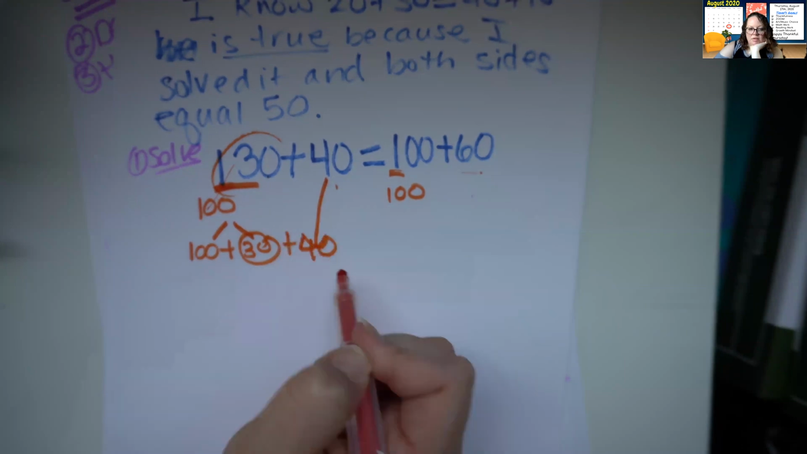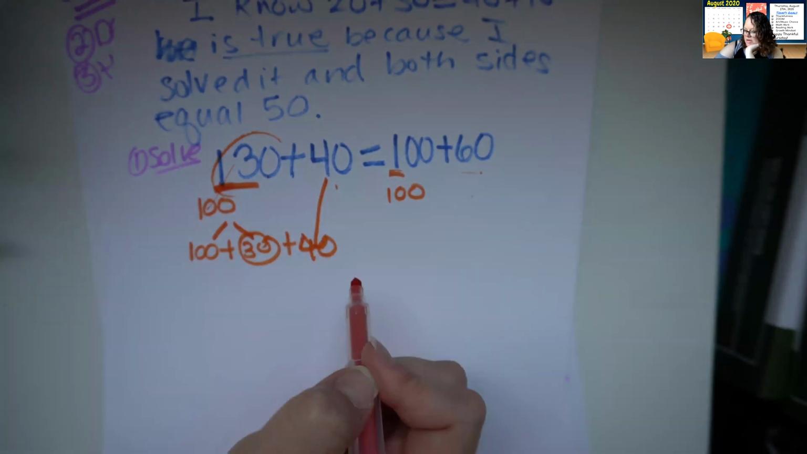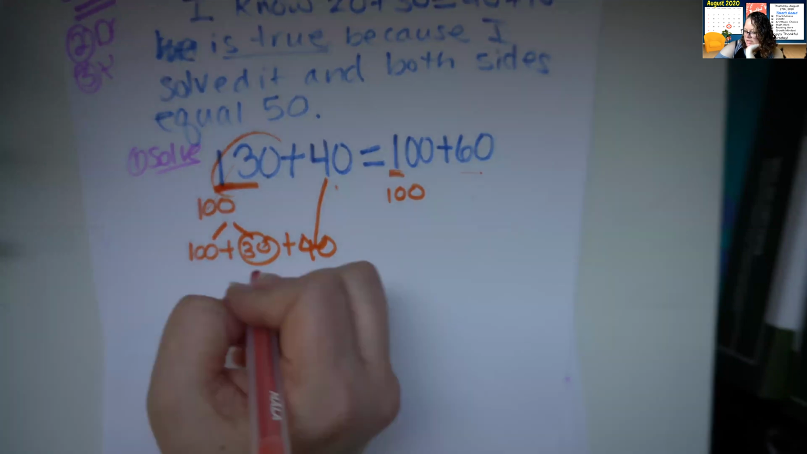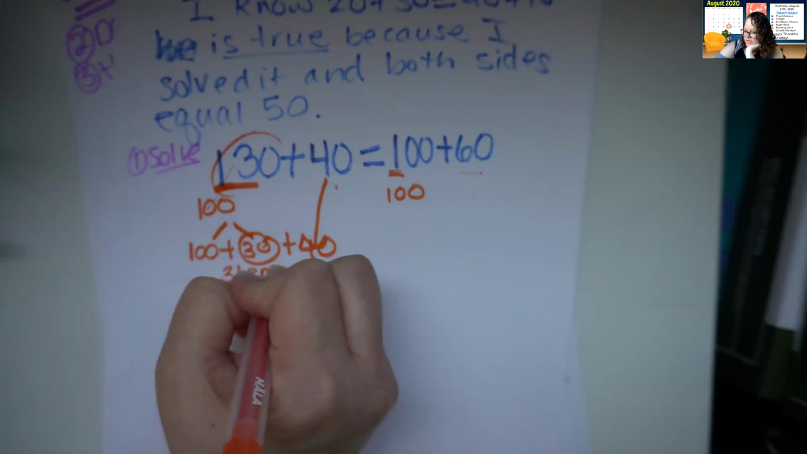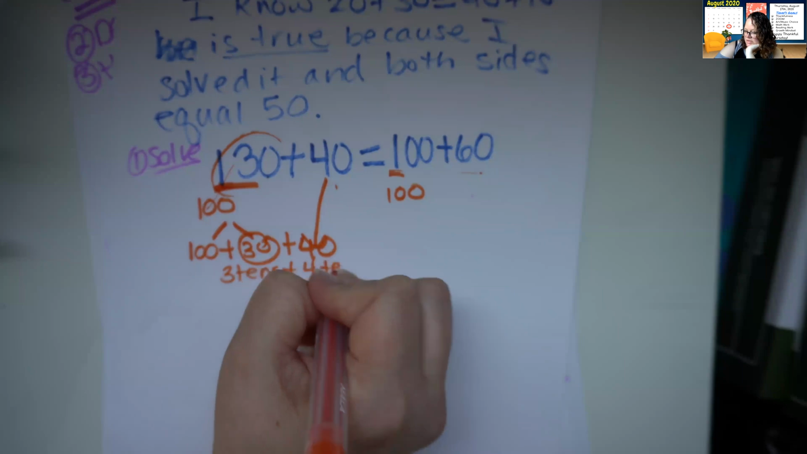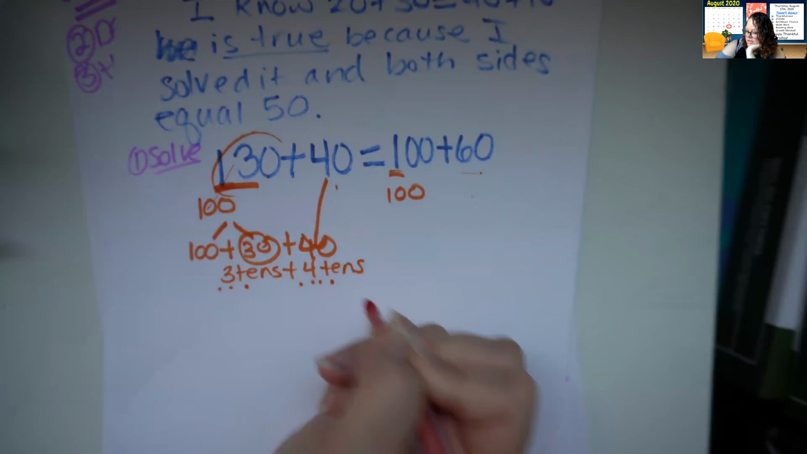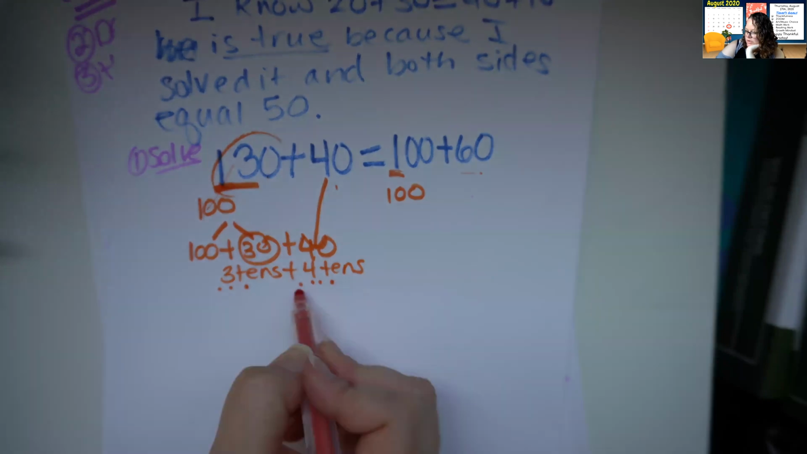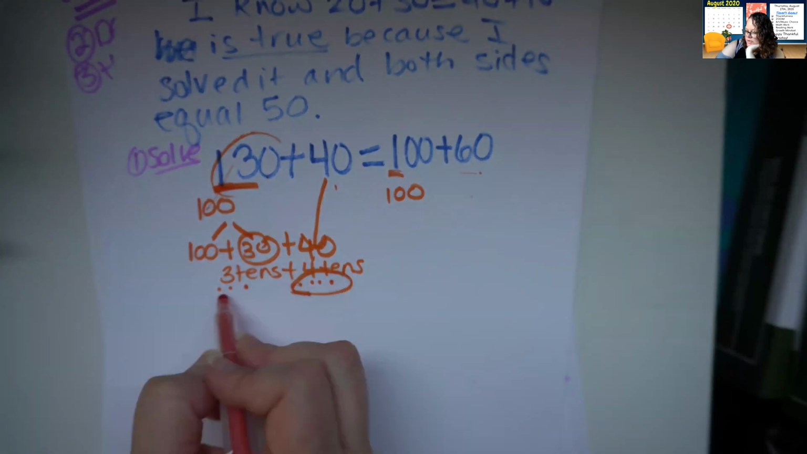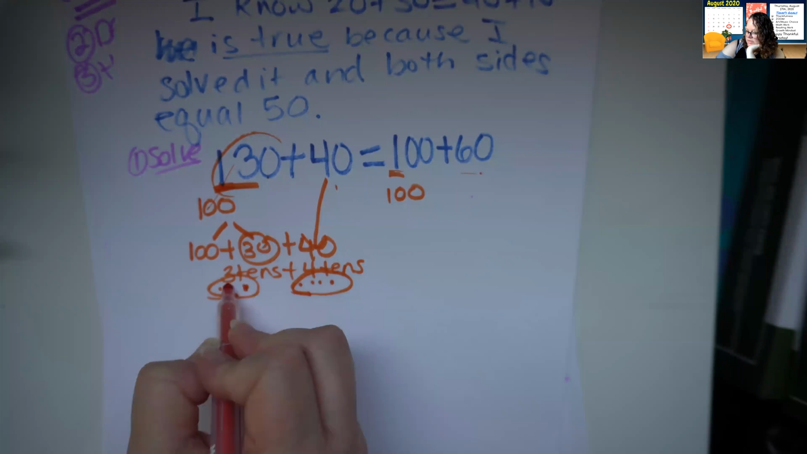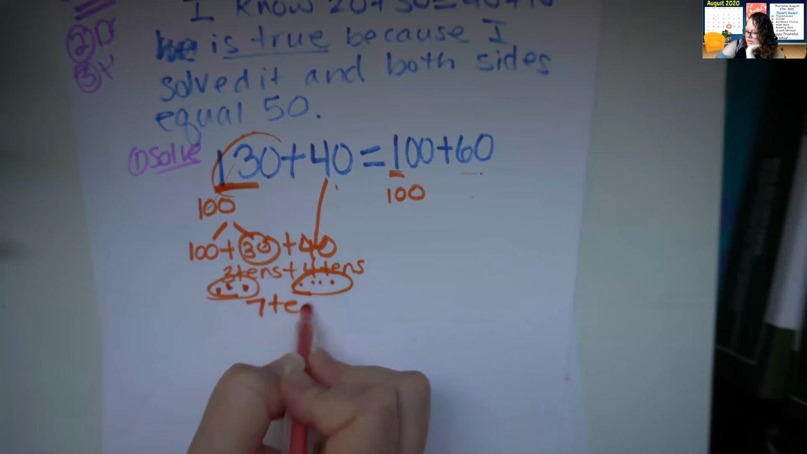And I can do like I did before, right? 30 is like saying 3 tens. 40 is like saying 4 tens. So I've got 1, 2, 3 tens, 1, 2, 3, 4 tens. So that's 4 plus 3, 4, 5, 6, 7. So 7 tens, right, which equals 70.